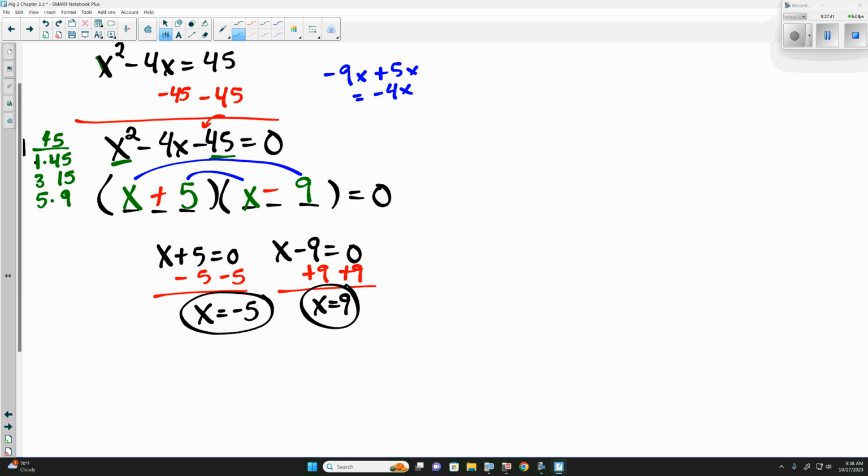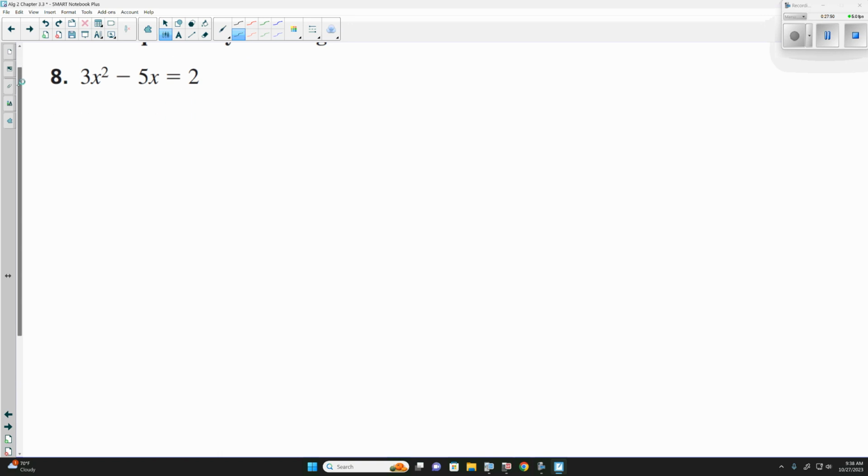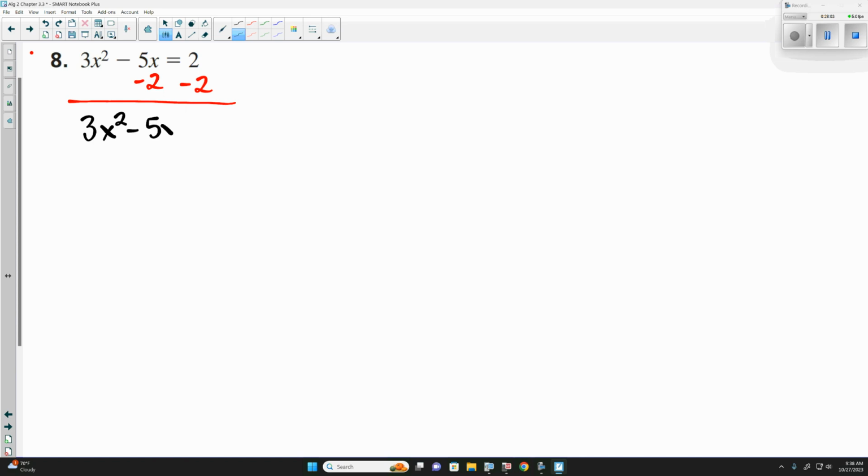Questions on how we solve this here? Questions on any of this so far? Yes. So again, when solving by factoring, the first thing we need to do is get it equal to 0. So we would subtract 2 from both sides. And because 3x squared, 5x, and 2 are not like terms, we just write it back out with our signs.